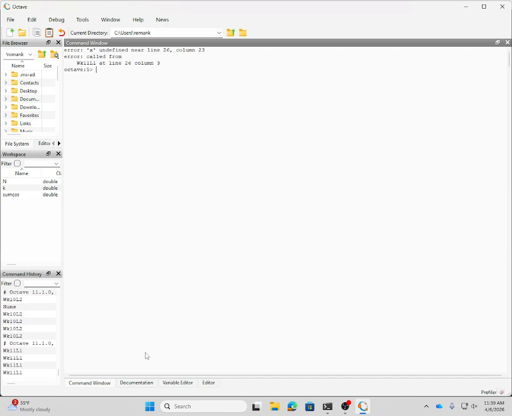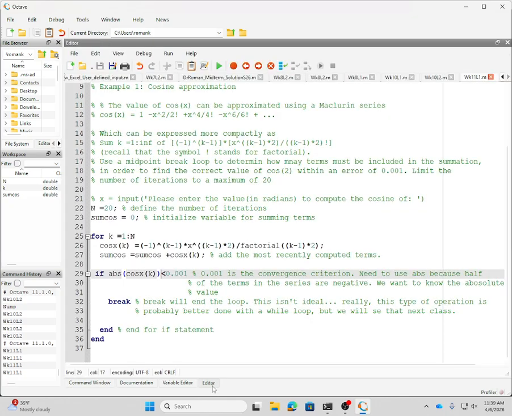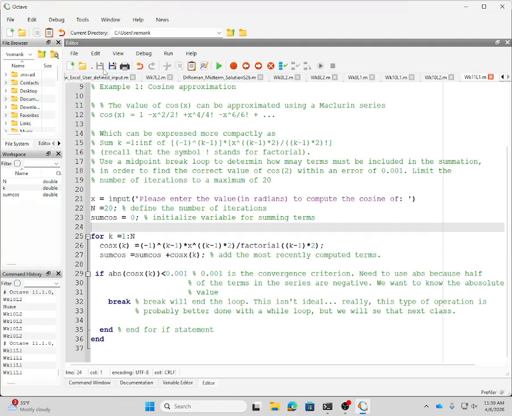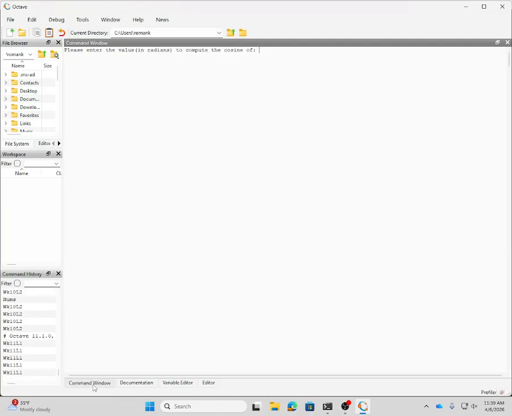X undefined near line 26. Line 26, X, oh, this X is undefined. Alright. So I forgot to take out this comment sign before the X. That's why it's doing it that way. Let me save it, run it. It should be running now. Alright, perfect.